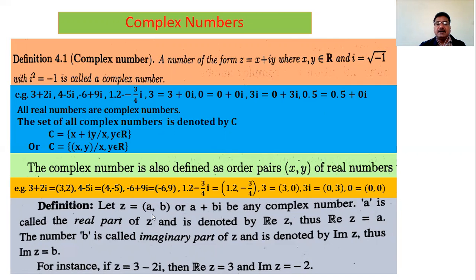So if z is equal to ab, or z is equal to a plus ib, be a complex number, then a is called the real part of z, and it is denoted by the notation capital R e z. That is, the real part of z is a, and b is called the imaginary part of z, and it is denoted by the notation Im z. That is, the imaginary part of z is b. For example, if z is 3 minus 2i, then the real part of z is 3 and the imaginary part is minus 2.